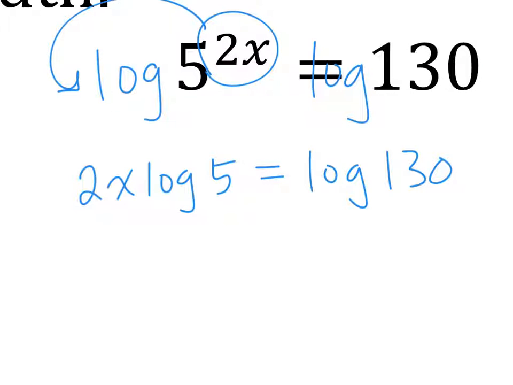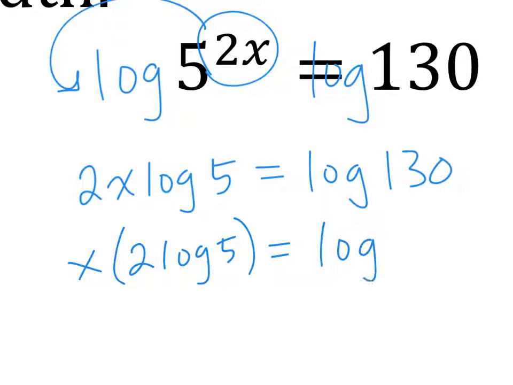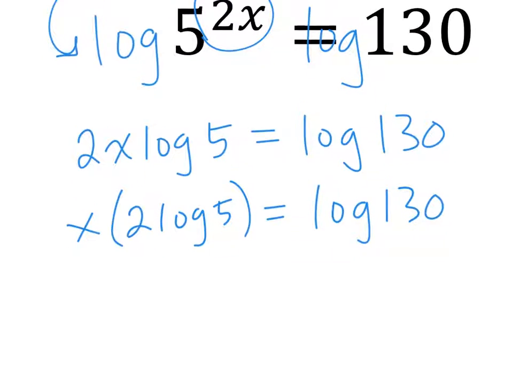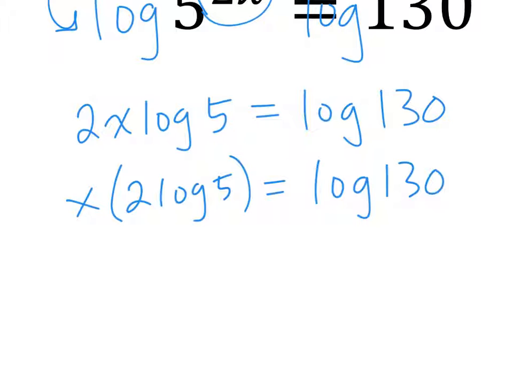Sorry, Nathan raised his hand. 2 log 5 equals log 130. Okay, good. And then Andrew, you were going to say? I'm going to say the same.